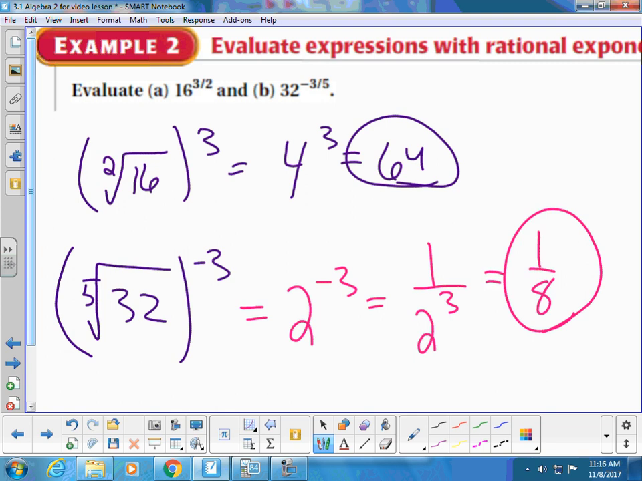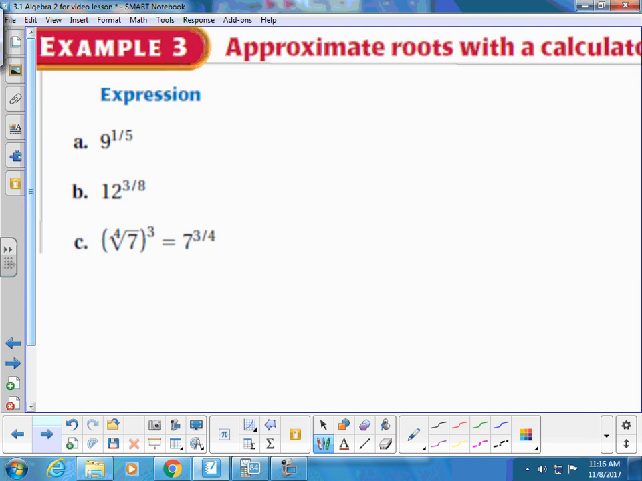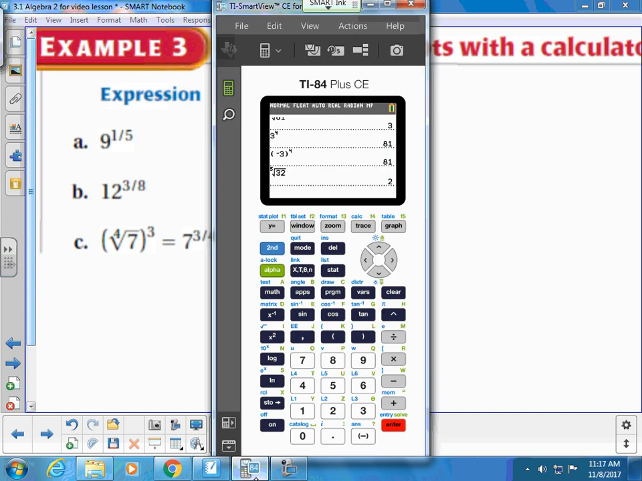Alrighty, our next 3 are all going to be done in the calculator. We've got 9 to the 1/5, 12 to the 3/8, and then we've got the fourth root of 7 to the third power, which they kind of already showed you. The easiest way to type that in would probably just be to bring that 4 back to the denominator of the 3. So do what we had been doing in reverse. So let's just type these in. They're pretty easy to do.